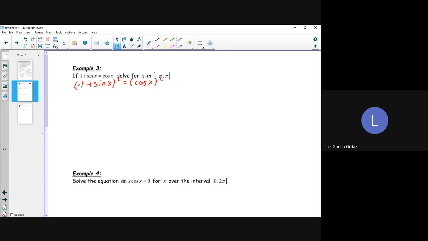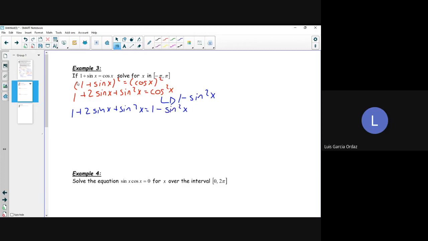And then I'll explain after why some solutions may not work. So when we expand the first bracket, we get 1 plus 2 sine x plus sine squared x is equal to cos squared x. And from our previous example, we know cos squared x is just 1 minus sine squared x. So we can change it into 1 minus sine squared x. We have 1 plus 2 sine x plus sine squared x is equal to 1 minus sine squared x.